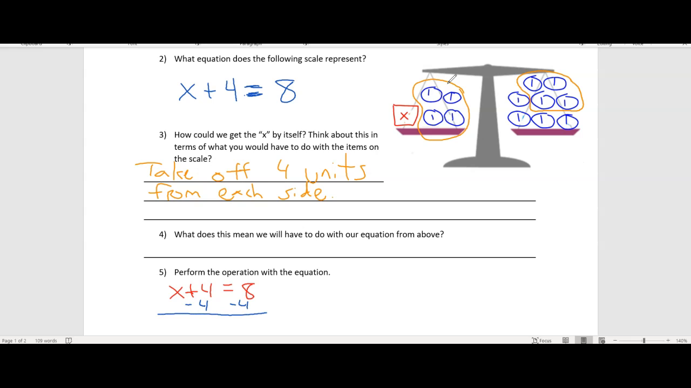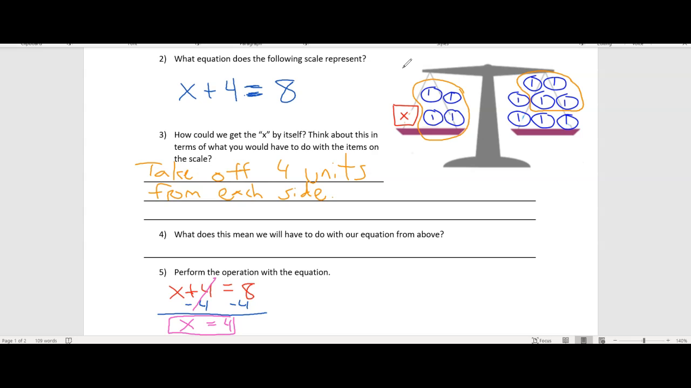If I do that, I'm going to be left with just x on this side because the 4 simplified to 0, and I'll be left with 4 on the other side. And there's my solution, right? X is equal to 4.